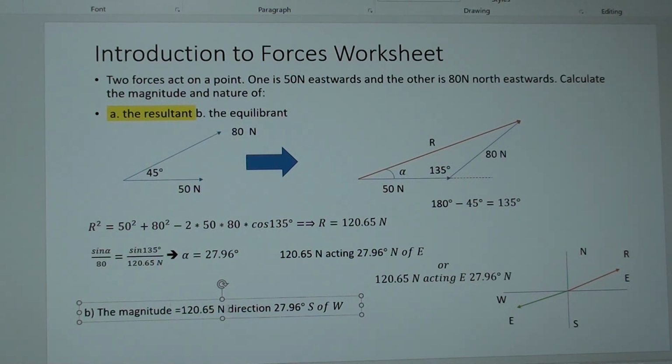Direction is 27.96 south of west. Just make sure that I got this wrong at the beginning. It should be 120.65. So it's just the same magnitude as the resultant, just the opposite direction. And this is the end of this question.